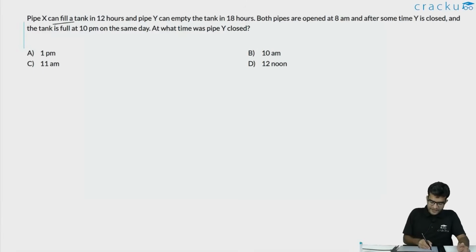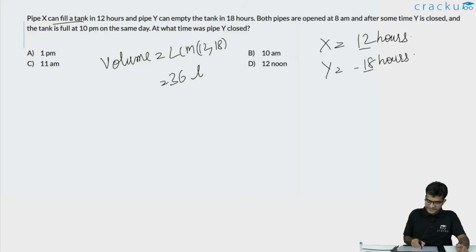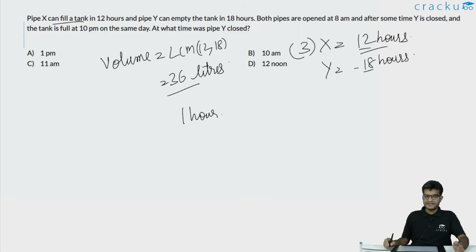In this question, we are told that pipe X can fill a tank in 12 hours, while pipe Y can empty it in 18 hours. Let us assume that the volume of the tank is the LCM of 12 and 18, which is equal to 36 liters. So in 1 hour, the amount of water that is filled by X will be equal to 36 divided by 12, which is equal to 3 liters. And the amount that is emptied by Y is 36 divided by 18, which is 2 liters. So every hour X fills 3 liters and every hour Y empties 2 liters.